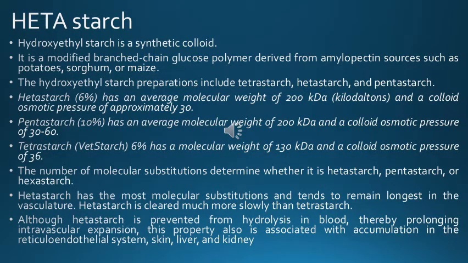So, hydroxyethyl starch is a synthetic colloid. Now, what is mentioned in your syllabus is the preparation or source. This is what you have to write, that it is a modified branched glucose polymer derived from amylopectin sources such as potatoes, sorghum, or maize. From this starch preparation, what you get is tetrastarch, hetastarch, and pentastarch. Each of them has its own property. These three points, about the hetastarch, pentastarch, and tetrastarch, should not be included. This is just for your information.